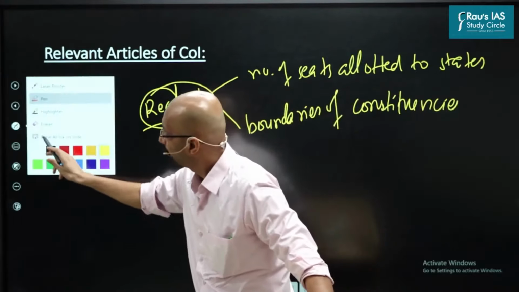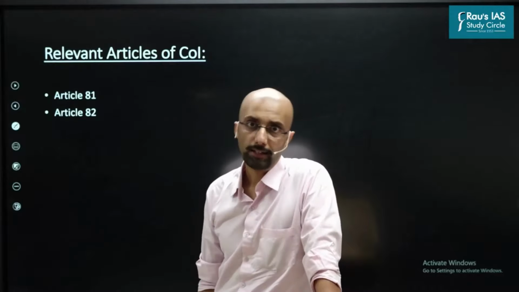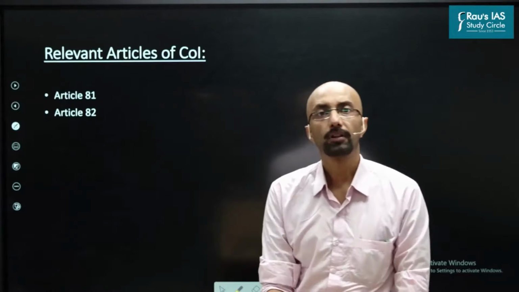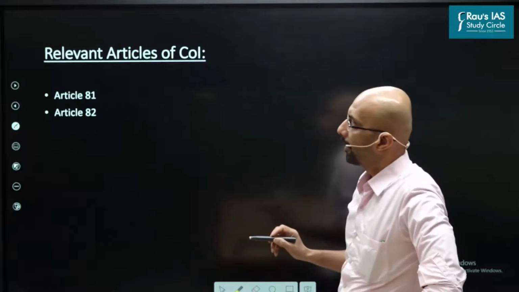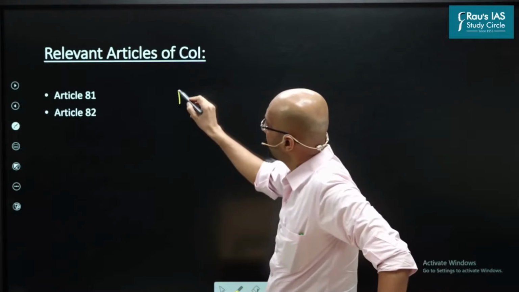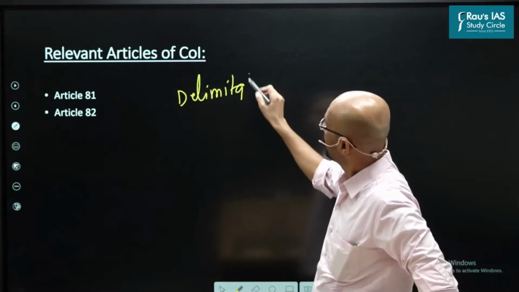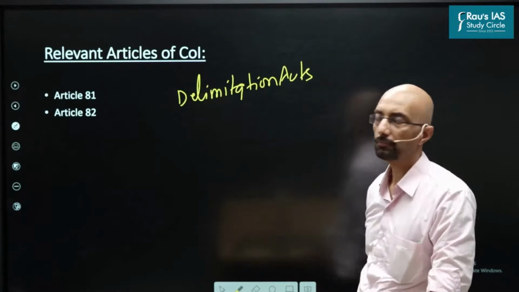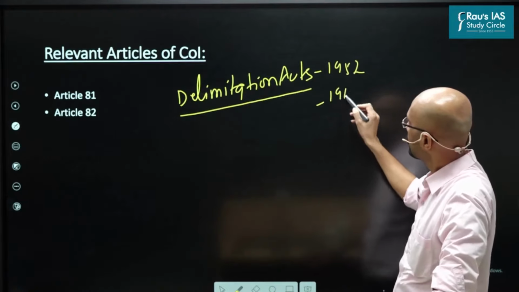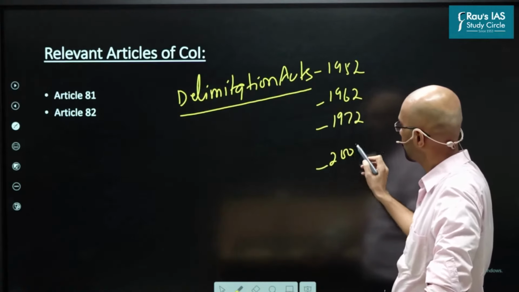Now, the Constitution says that this exercise of delimitation has to be carried out by an authority as determined by the president. And that authority is actually now the Delimitation Commission. Now, our parliament so far has enacted certain delimitation acts. The first such act was in 1952. Second was in 1962. Third was in 1972. And then the fourth one was in 2002.